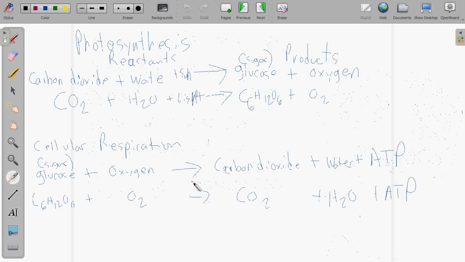We talked about this last time. Remember that photosynthesis and cellular respiration are a cycle. One feeds the other. But be familiar with both the word equation you see here and the chemical formula equation here. So if you need to pause and write this down, feel free to do so.